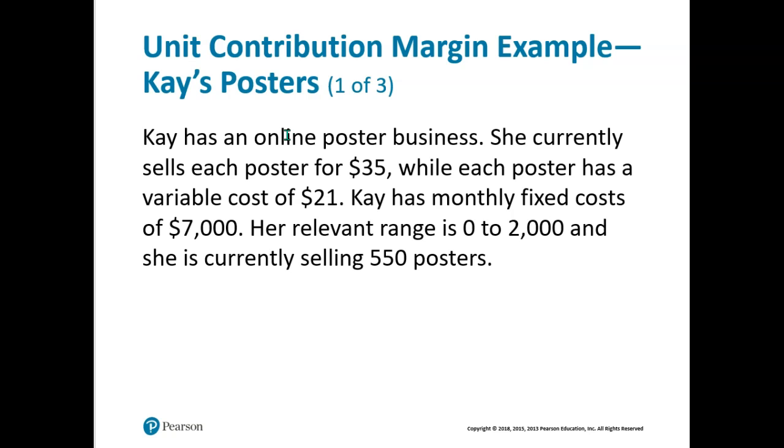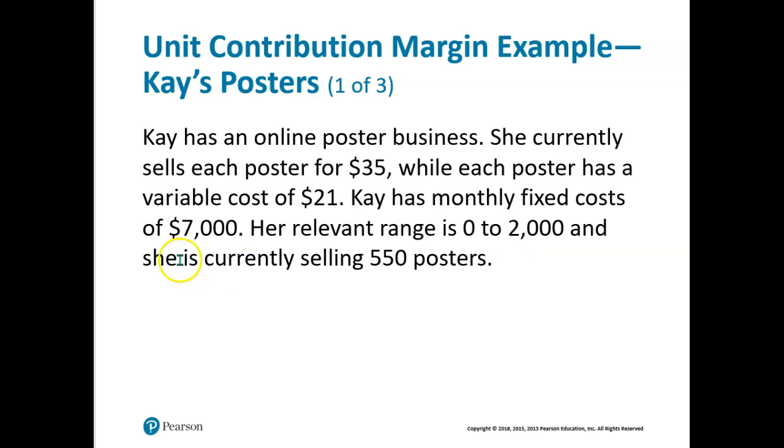These are Kay's posters, and Kay has an online poster business. She currently sells each poster for $35. Each poster has a variable cost of $21. Kay has monthly fixed costs of $7,000. Her relevant range is 0 to 2,000, and she's currently selling 550.